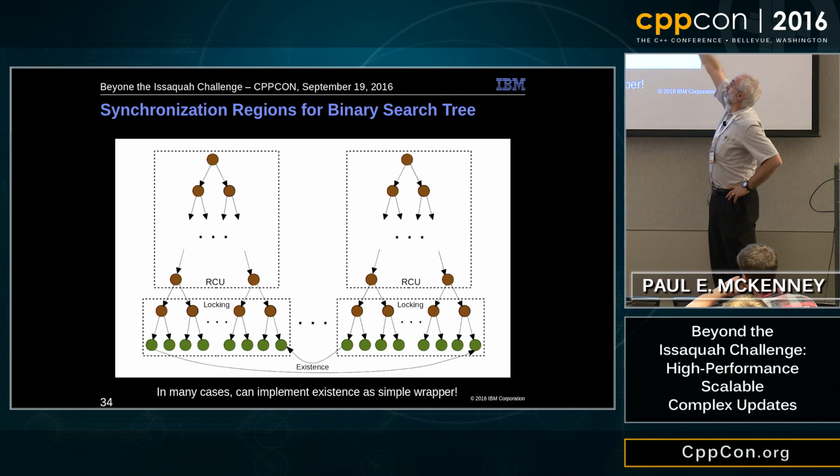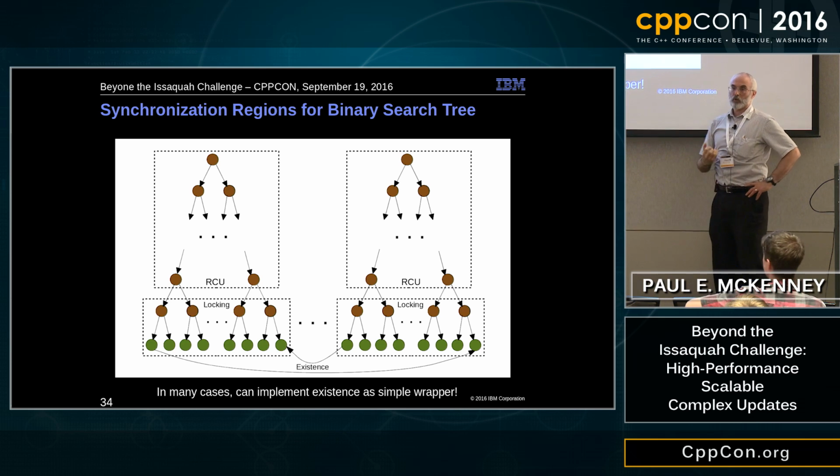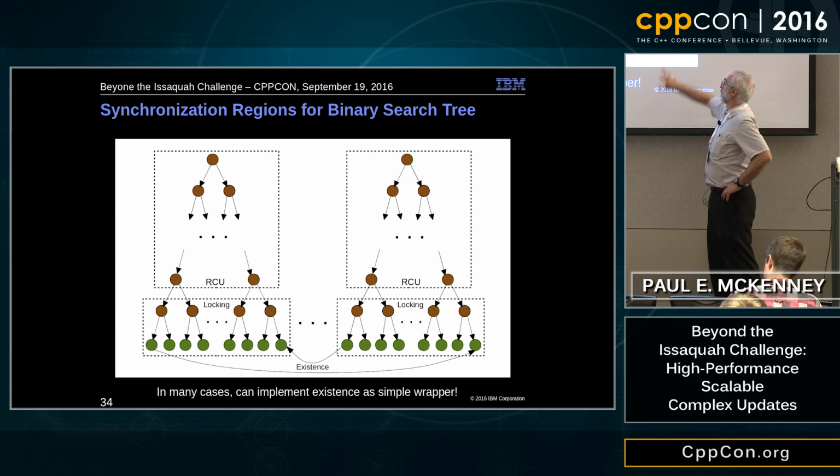And that's really important because if we actually did something on those top nodes, we'd end up with really horrible contention. And we have to avoid that. Even if it wasn't a rule for the Issaquah solution, we still want to avoid it because it's expensive. So when we get to the bottom, though, at that point we need the consistency, so we rely on locking.